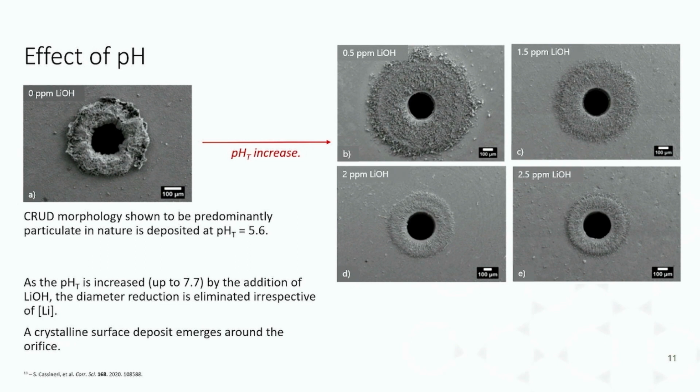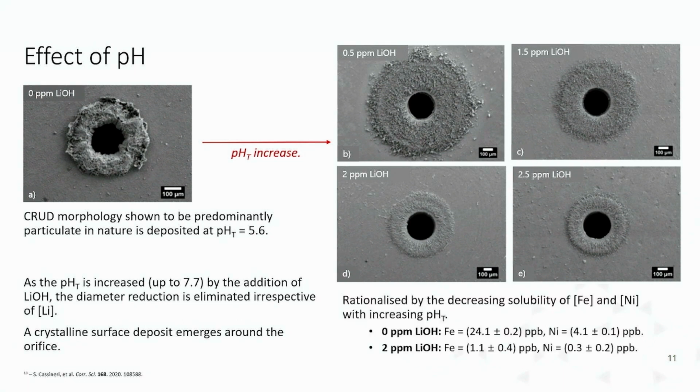This surface deposit increases in crystallinity or order and becomes shorter as we increase the pH. It's thought that the eradication of this diameter reduction and the reduction in the deposit is due to the decrease in solubility of iron and nickel within the two water chemistries, or as the pH is increased, I should say.